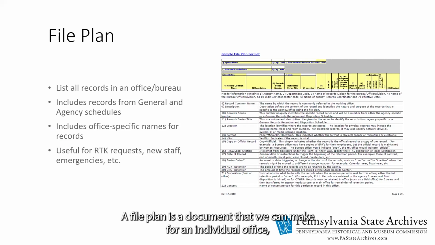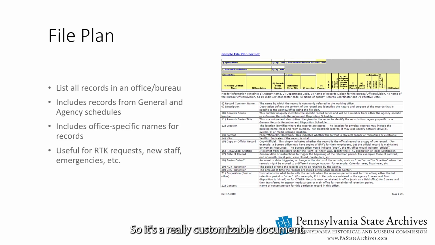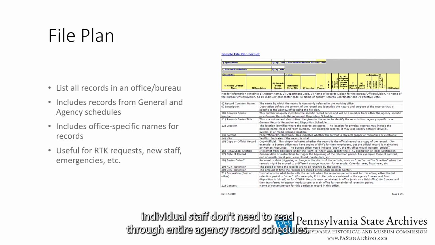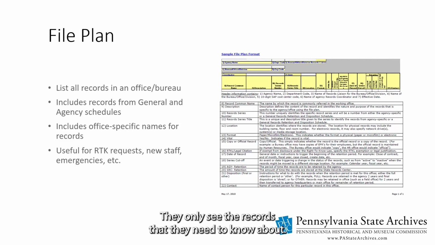A file plan is a document that we can make for an individual office, bureau, and division, which only has records specific to their work area, so it's a really customizable document. It's helpful because using a file plan, individual staff don't need to read through entire agency record schedules, they only see the records that they need to know about. A lot of agencies use file plans so that right-to-know record request records can be located quickly, so new hires can locate records and know how long to keep them when they're in their work area, and are used as a quick reference for staff.